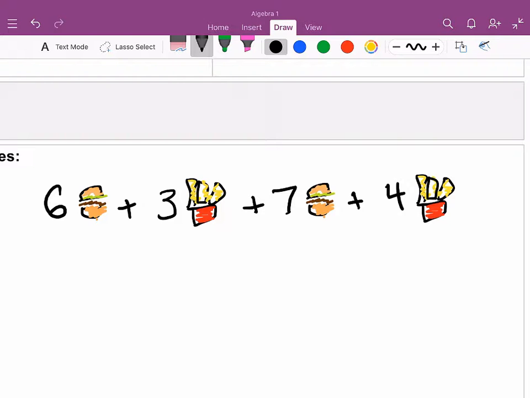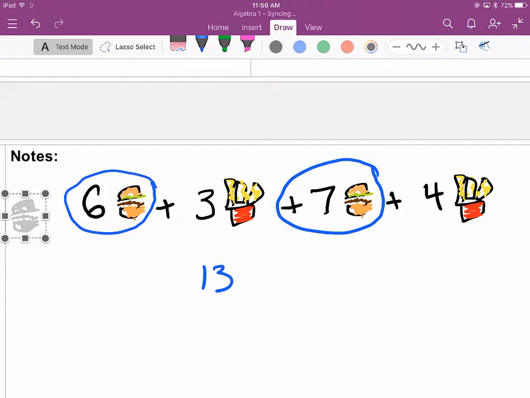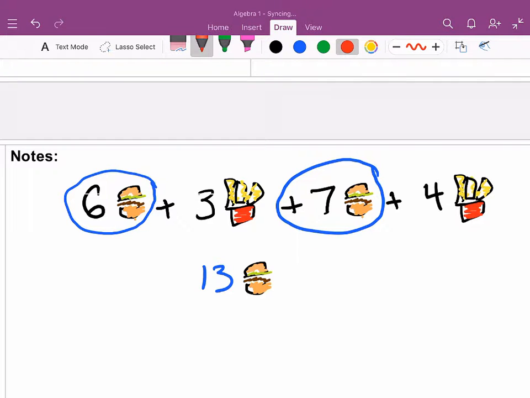So if I combine them, and let's highlight it. All right, I'm going to circle the burgers, okay? Plenty of ways you can do it. Just make sure you highlight the like terms. 6 burgers, 7 burgers. They're alike, right? Isn't he just ordering the same all together? 13 burgers. Because how do I get 13? 6 plus 7 is 13. And then burgers. And how about I just go ahead and copy that over? Alright, 13 burgers.